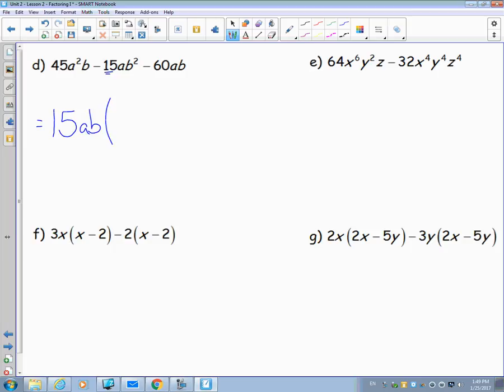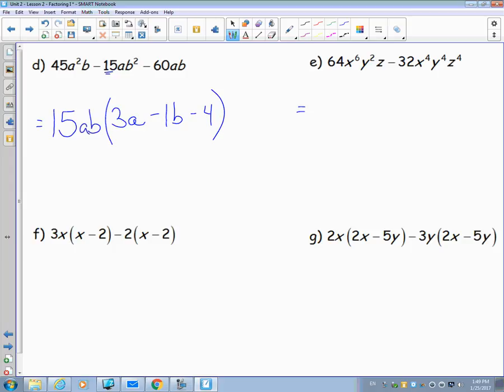So 45 divided by 15 is 3. There was 2 a's, but we took one out. No b's left. Minus 15 divided by 15 is 1. We took out the a, but it should be 1 b left. And 60 by 15 is 4. There's your answer. And the last one of these basic ones, 64 and 32.